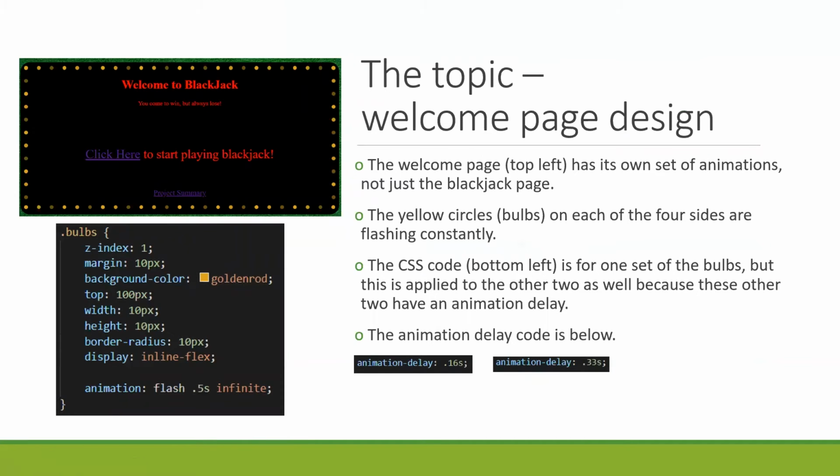Now, this is the welcome page design. The final product ended up being a little different, but again, we'll show that in the final demo. The top left is kind of what the welcome page actually looks like. It has animations with the bulbs blinking or flashing, as in the HTML CSS animation flash on the bottom here. There are three different types of bulbs. For the first, there is no delay. For the second bulb, there is a 0.16 second delay. And the last one is 0.33. This means that they start flashing in their own time.